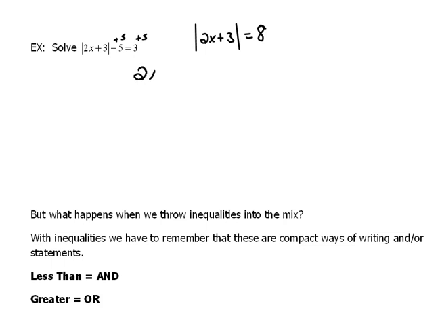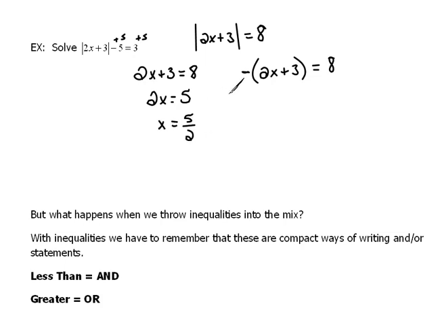So we would have the 2x plus 3 would be equal to 8. Or also we could look at the situation where what's inside of here could have been negative. So that would have been the opposite of 2x plus 3 would have to equal 8. And now we continue solving. So if we subtracted 3 from both sides, we'd get 2x equals 8 minus 3, which is 5. So then if I divided both sides by 2, we would get x equals 5 halves. So there's one of our answers.